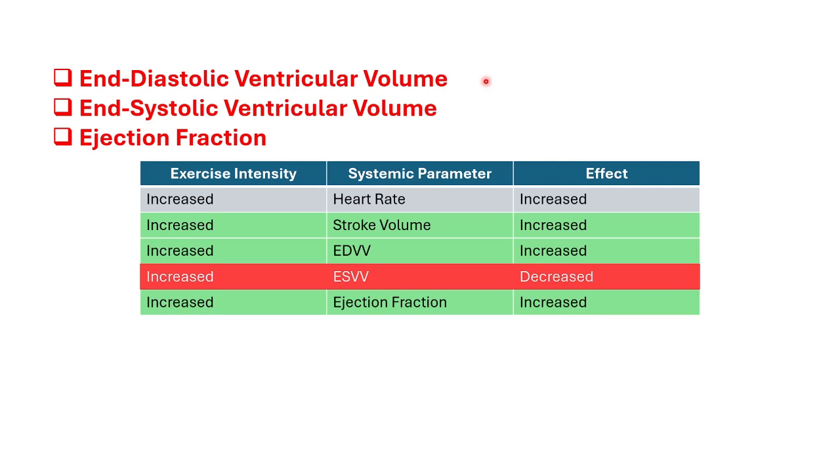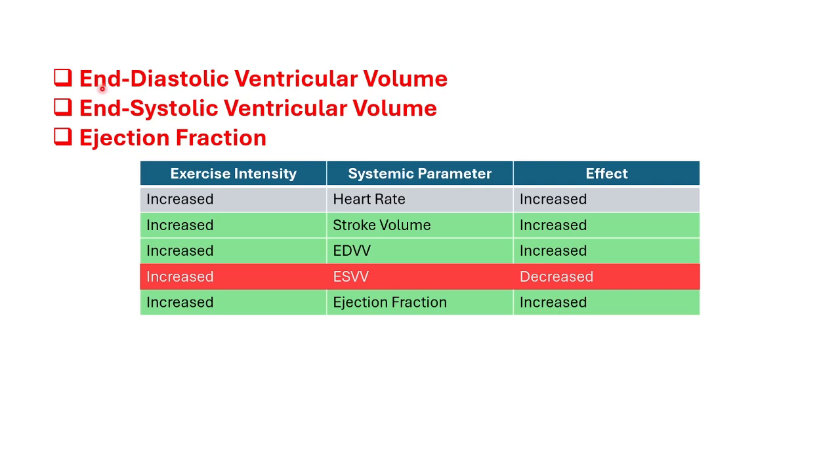Right? In the same way, this also refers to ESVV, the amount of blood that remains within the ventricles after the end of the systole or the contraction. Alright? And then we have ejection fraction. What does this mean? So ejection fraction refers to the percentage. If stroke volume refers to the amount of blood in milliliters, ejection fraction refers to the percentage of the amount of blood that is ejected.